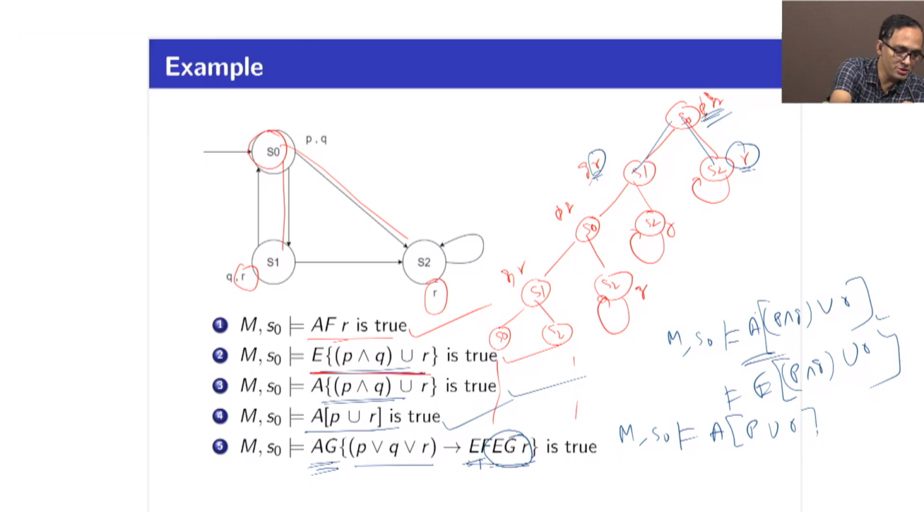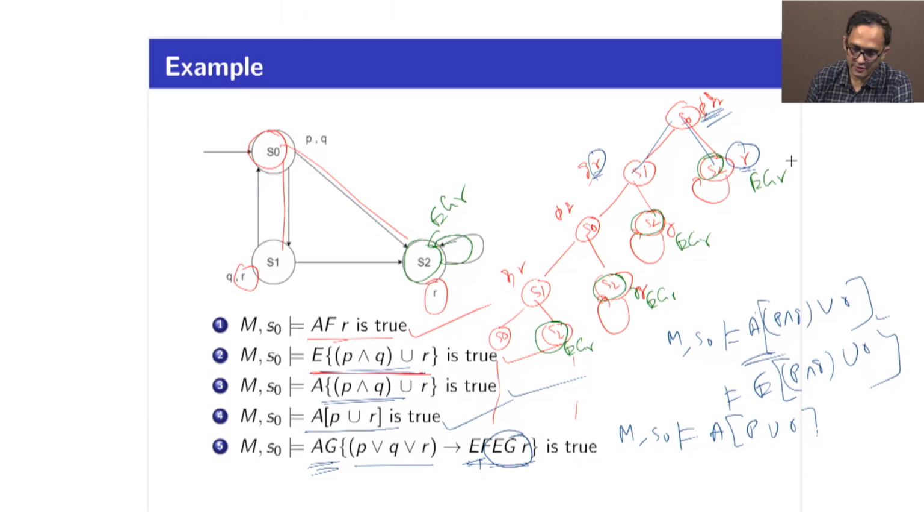So, let us try to see this. Since in state S2, which is a kind of infinite loop, I can write that EG R holds here, because if I start from this state it will be only S2, S2, S2, S2. So there exists a path in which globally R holds. So in any S2 state EG R holds.